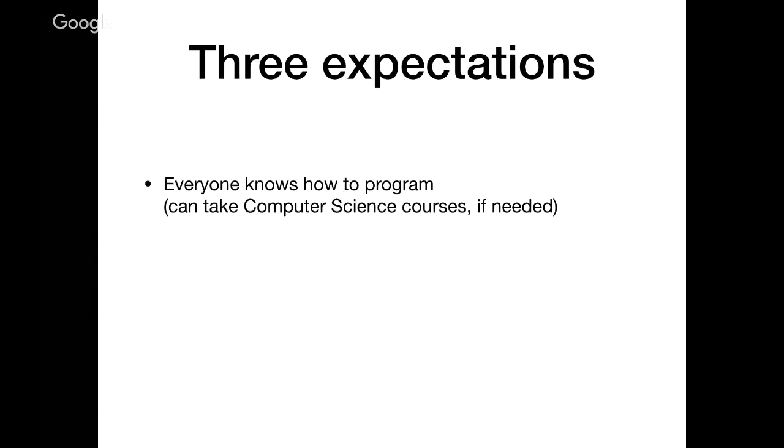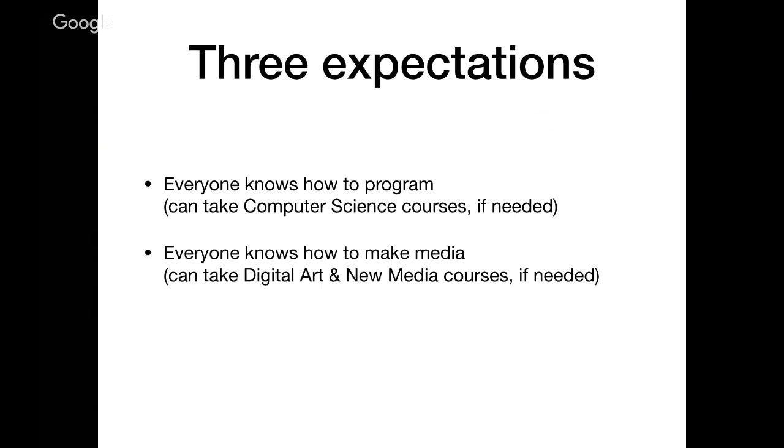In addition to the 3 core classes, there are also 3 expectations. And the idea is people satisfy these expectations before they do their major contribution of their own work in the degree. So for the master's, it'd be before the master's thesis. For the PhD, it'd be before the PhD dissertation. One is that everybody knows how to program. And if you don't know how to program, obviously there are a variety of ways to learn, but we have an agreement with the computer science program that you can take their classes.